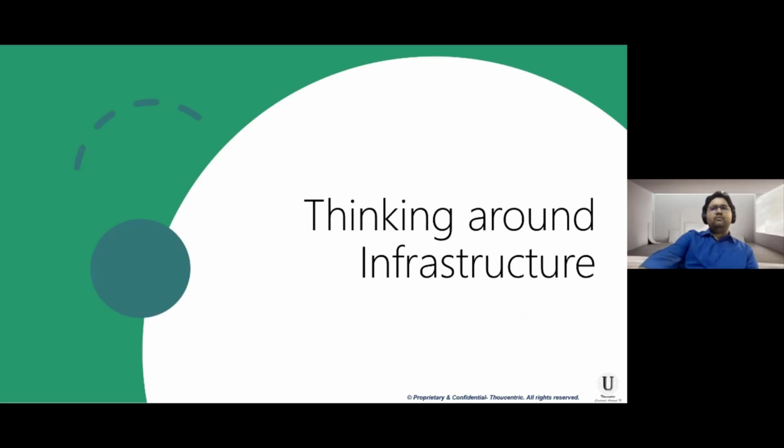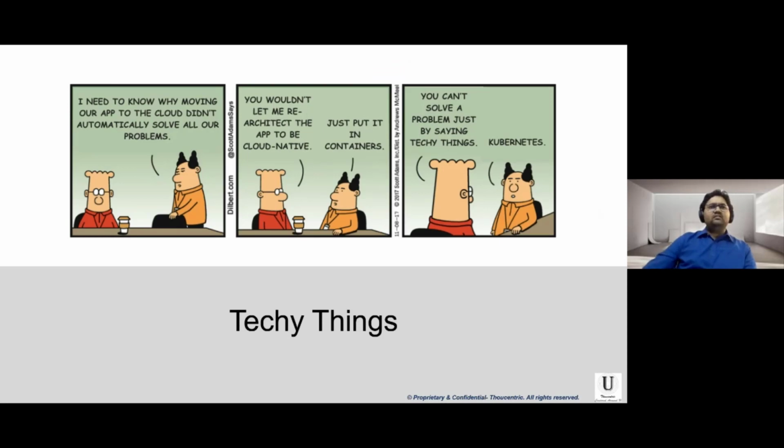And now let's jump towards more detail-oriented stuff around infrastructure, cloud, Kubernetes, and things like that. And this Dilbert is very subtle. I think it reads, I need to know why moving our app to cloud did not automatically solve all our problems. And the response is, you wouldn't let me re-architect to be cloud native. And what really is cloud native?